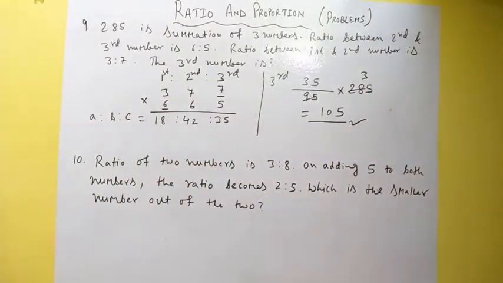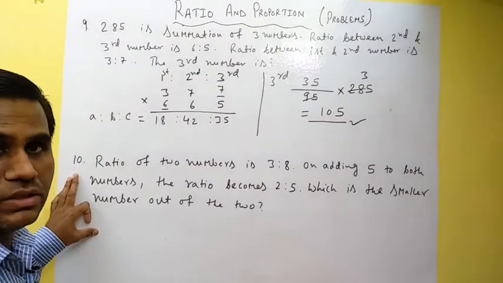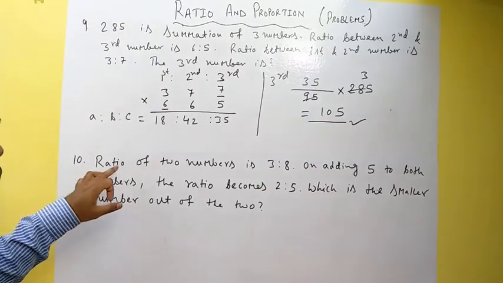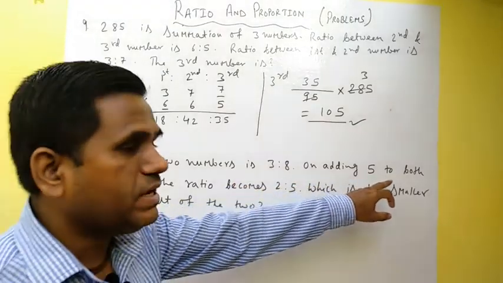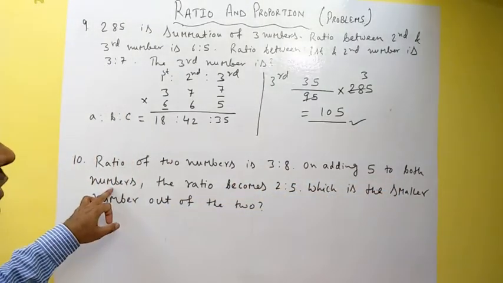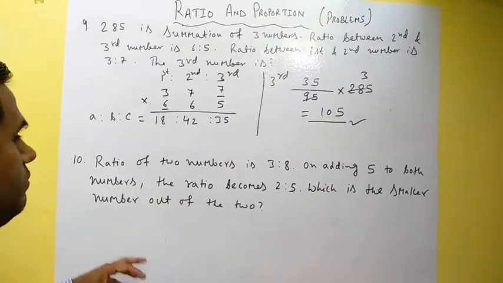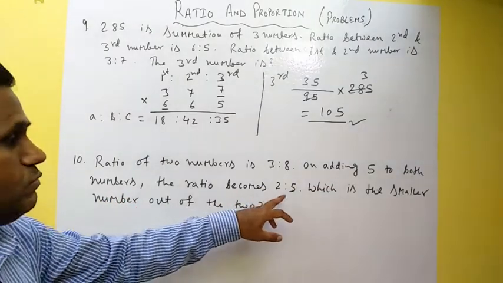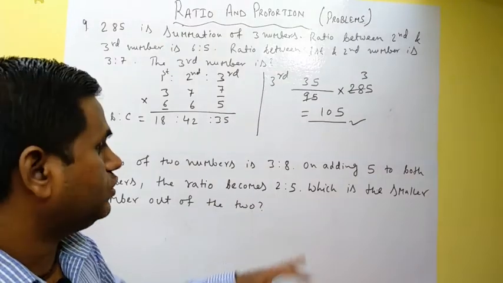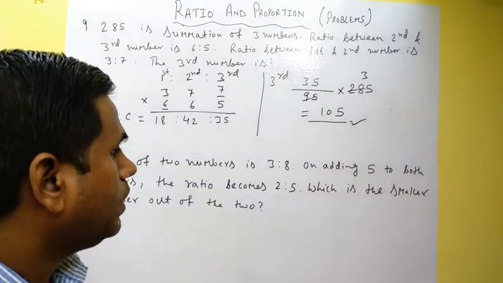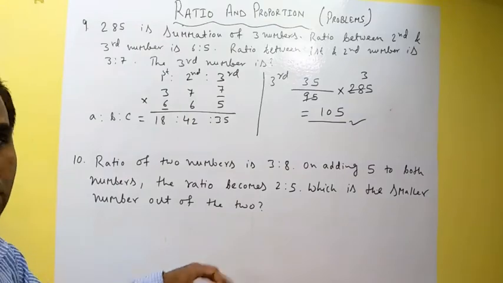Okay friends, now let us solve the 10th, the last problem. The ratio of two numbers is 3:8. On adding 5 to both numbers, the ratio becomes 2:5. After adding 5 to both the numbers, there is a new ratio, and it becomes 2:5. What is the smaller number out of the two?